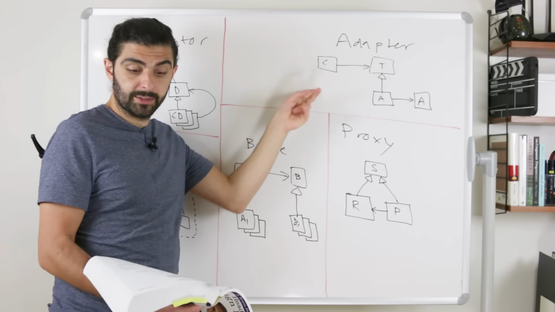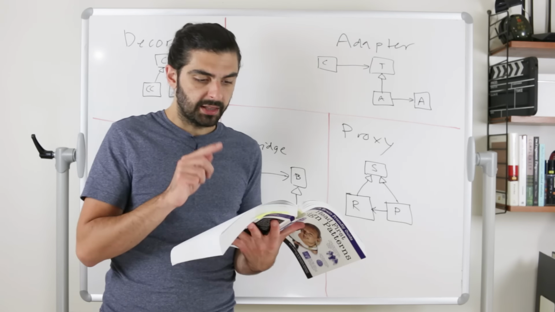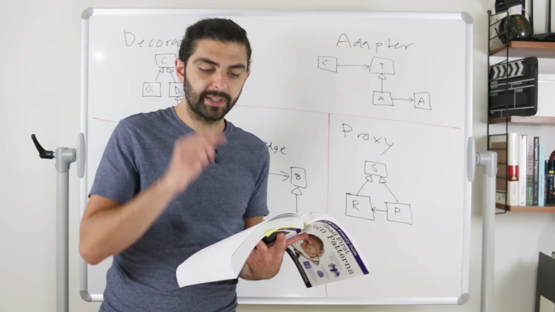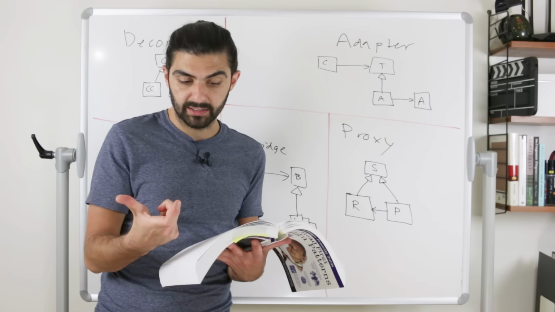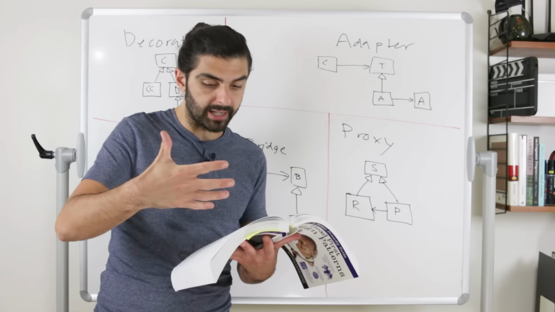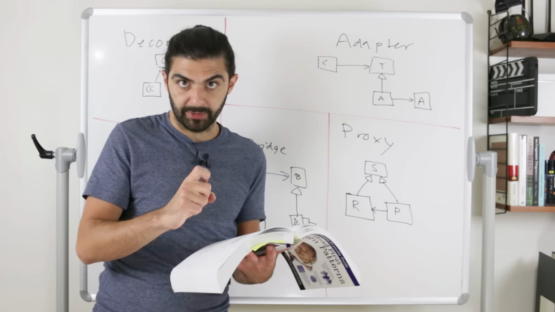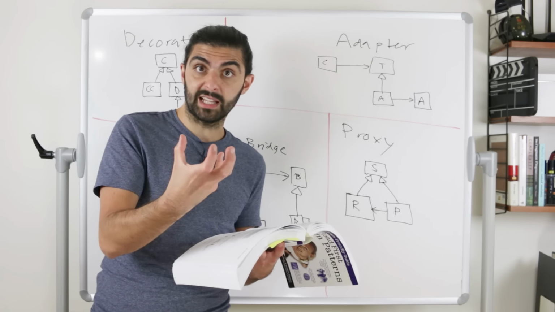Then, adapter pattern. The definition of the adapter pattern, also from this book Head First, is: the adapter pattern converts the interface of a class into another interface that the client expects. Adapter lets classes work together that couldn't otherwise because of incompatible interfaces. And this whole notion of incompatible interfaces is really the key point of the adapter pattern.